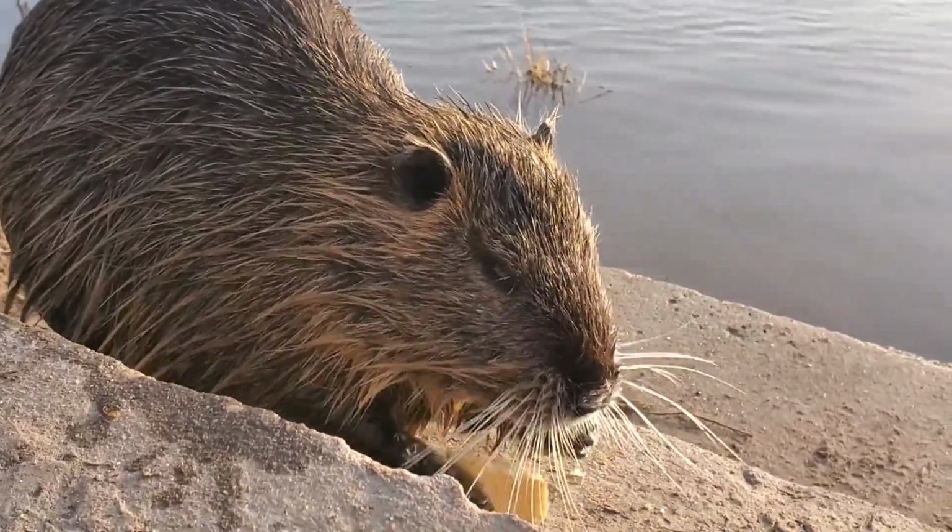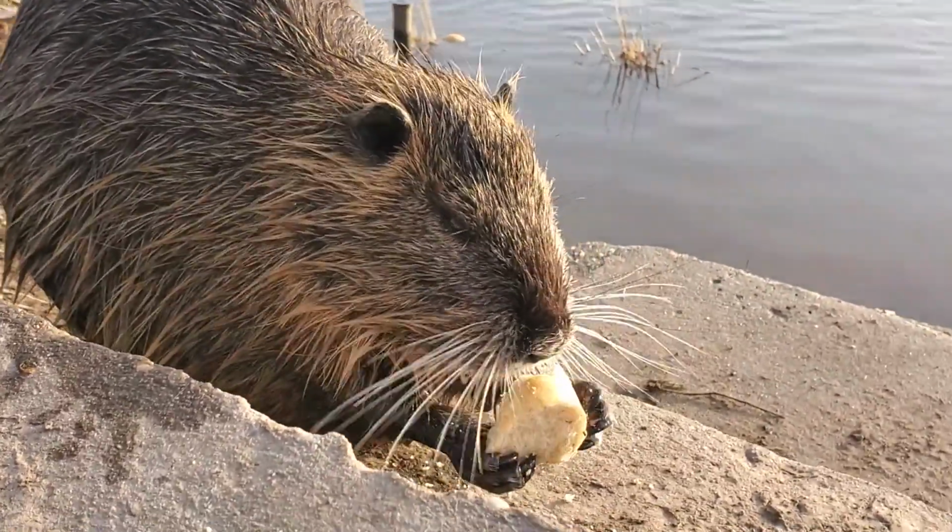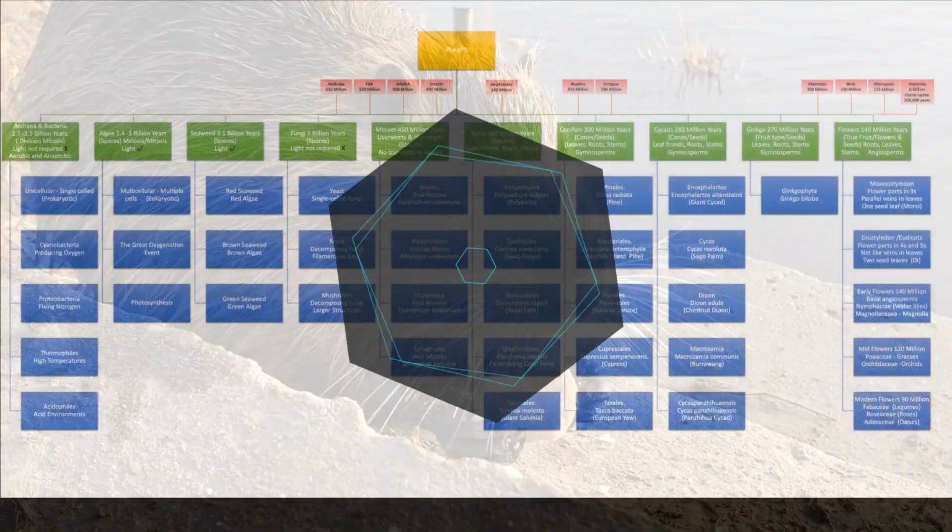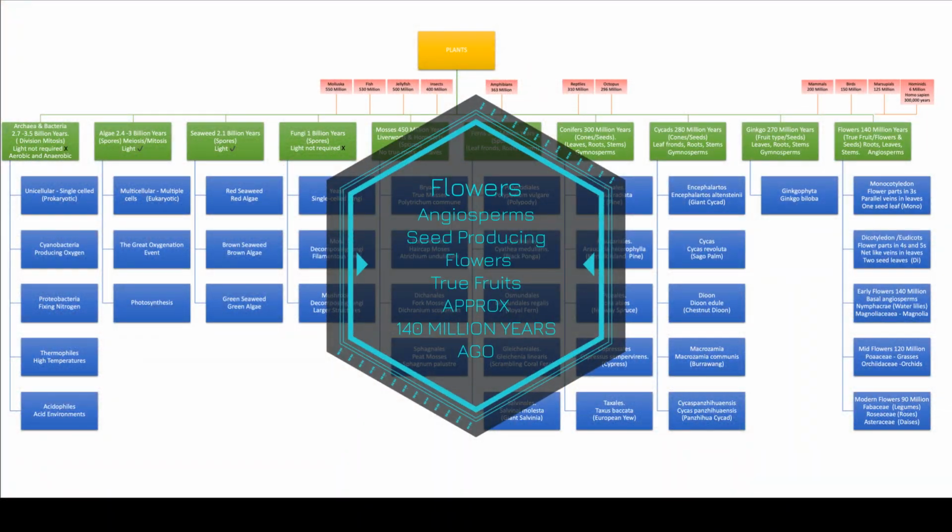The next part is in part 3, and that is the angiosperms, the flowering plants. These are the plants that now dominate the world we live in.